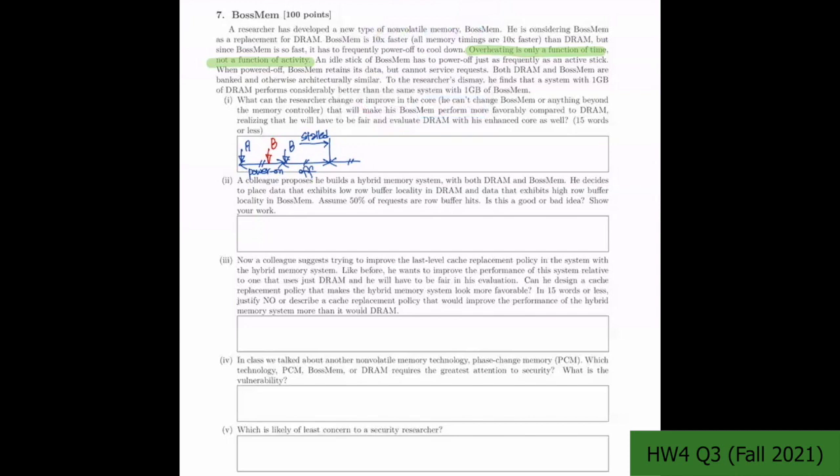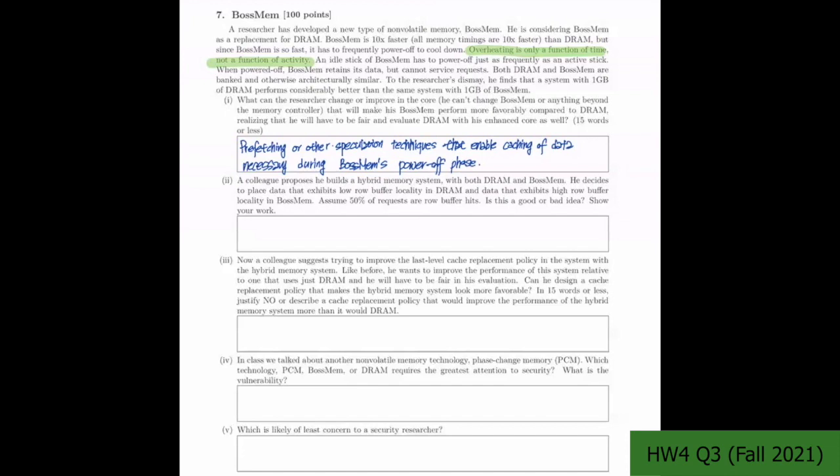Okay, so the possible answer should be prefetching or other speculation techniques like value prediction or out of order scheduling that enable caching of data which is necessary during BossMem's power off phase. Okay.